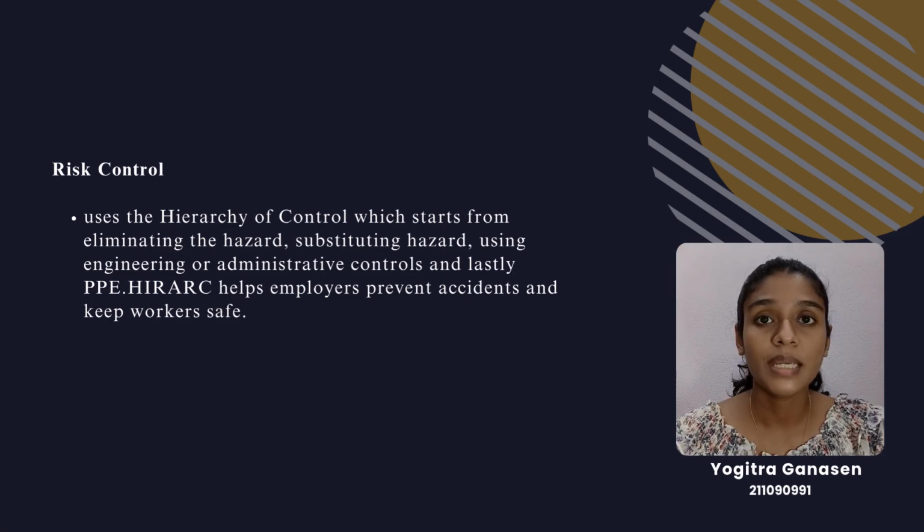Risk control is based on the hierarchy of control, which starts from eliminating the hazard, substituting the hazard, using engineering or administrative controls, and lastly the least effective method, which is PPE.